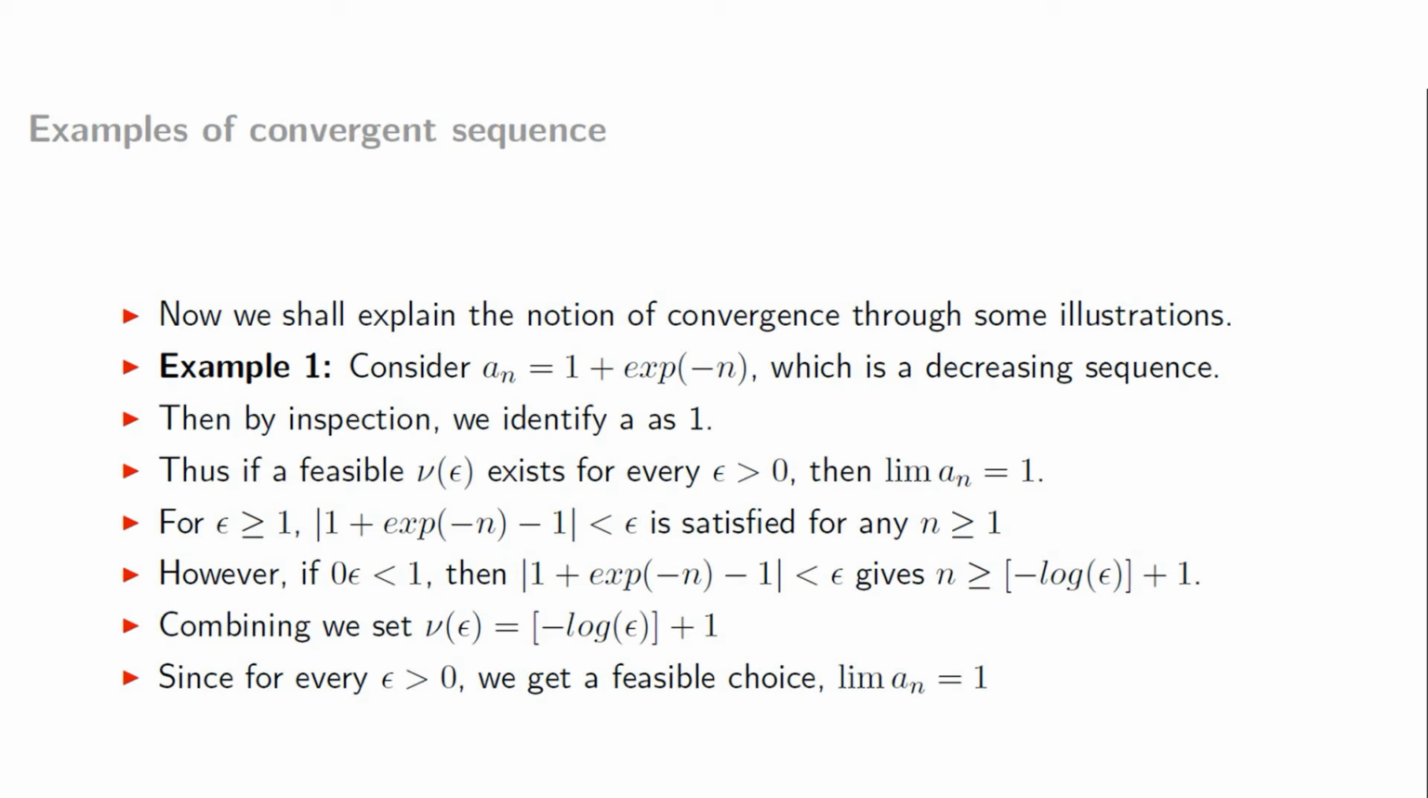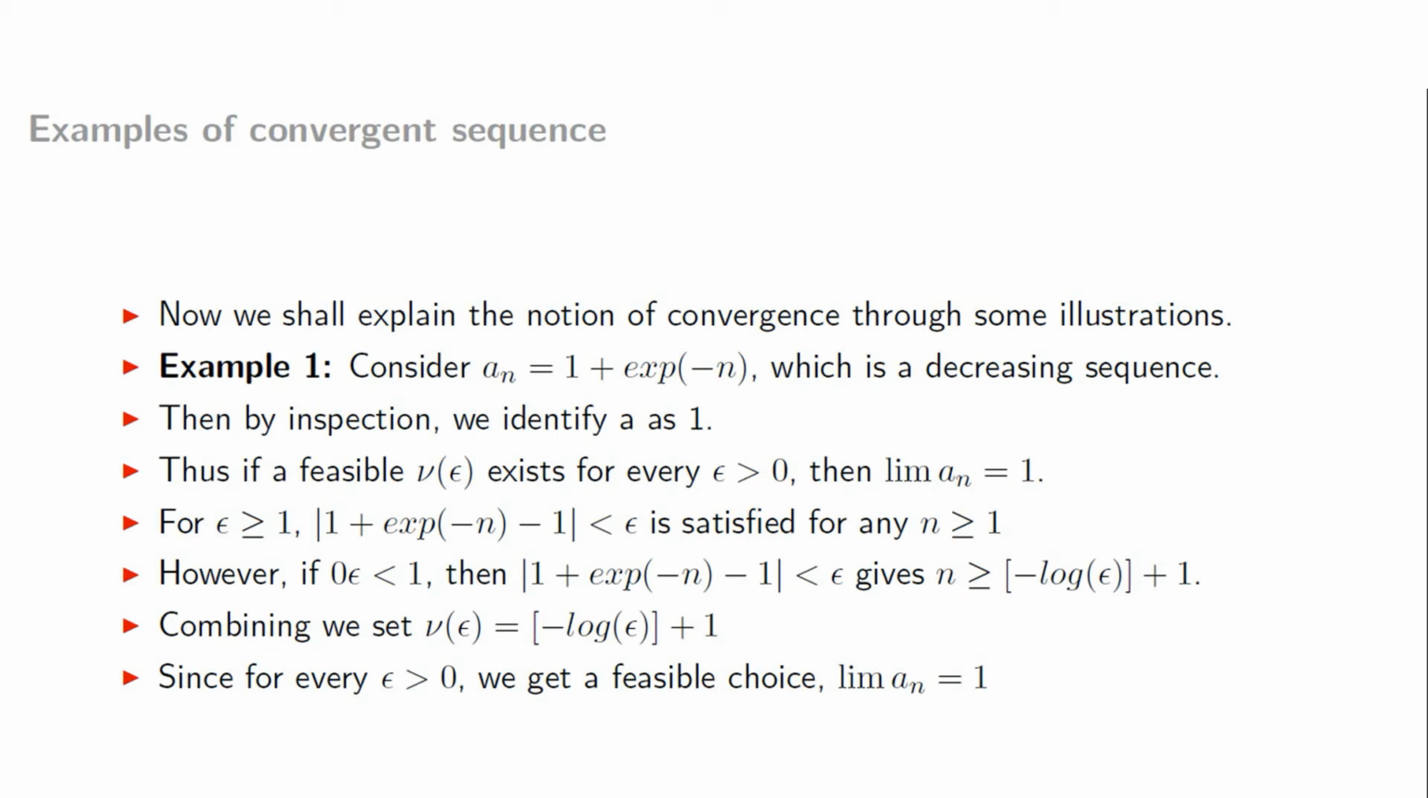Thus, if a feasible nu epsilon exists for every epsilon greater than 0, then we can say that limit of a n is equal to 1. For epsilon greater than or equal to 1, we note that the distance between a n and 1 being less than epsilon is satisfied for every n greater than or equal to 1, because e to the power minus n is a quantity which is less than or equal to 1. So if we take some epsilon exceeding 1, this inequality is always satisfied.